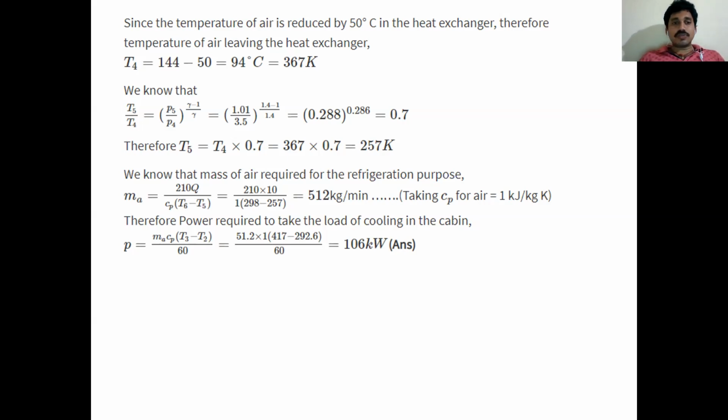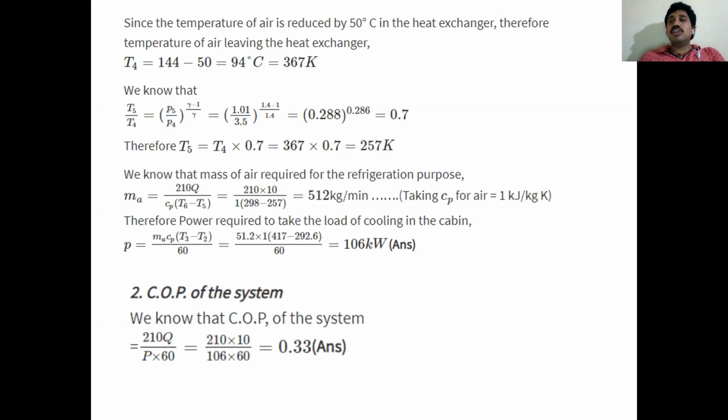So remember. Now the power required to drive the compressor is m Cp delta T for process 2-3. The compressor is in process 2-3. So m Cp (T3 minus T2). If you divide by 60, it comes in kilowatts. If I take only m Cp delta T, you will get kilojoules per minute. Dividing by 60 means kilojoules per second. So finally, I got power as 106 kilowatts. So this is the power required to drive the compressor for maintaining 10 TR.